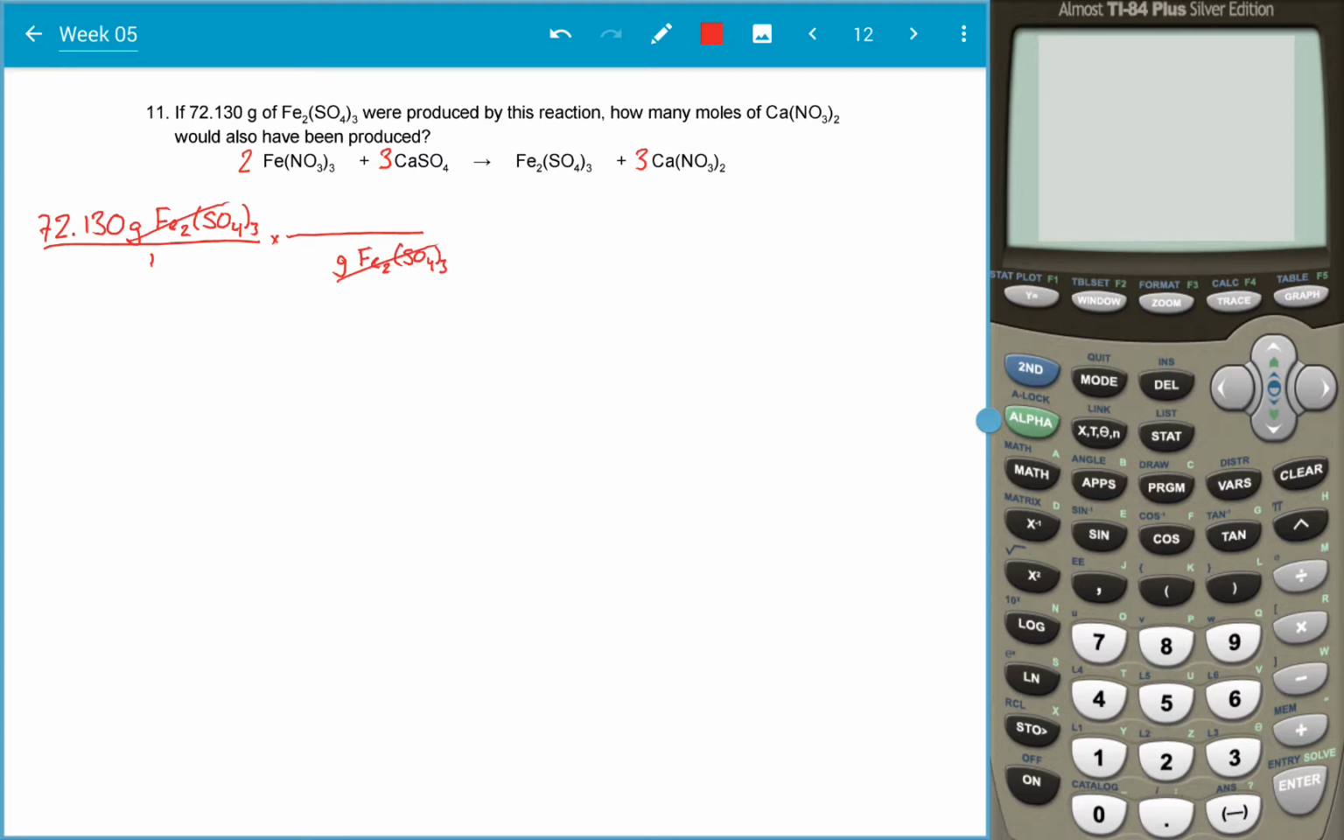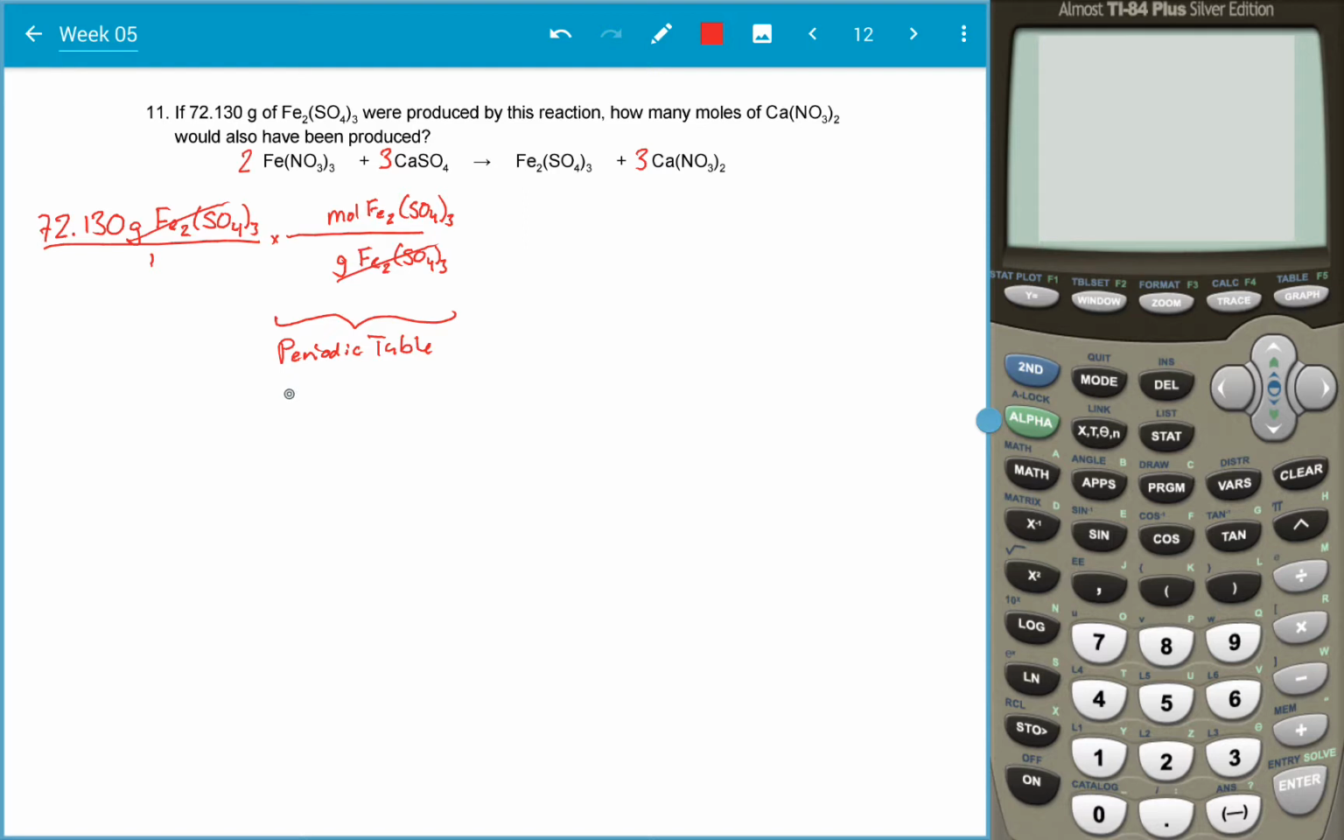But what can I convert from grams into? Well, whenever we have a balanced reaction, we're going to have a mole-to-mole conversion, where we can switch which chemical we're dealing with in the problem. So I want to take my grams and convert it into moles of iron 3 sulfate. Now, how do I convert from moles to grams? Well, that step will be done with the periodic table.